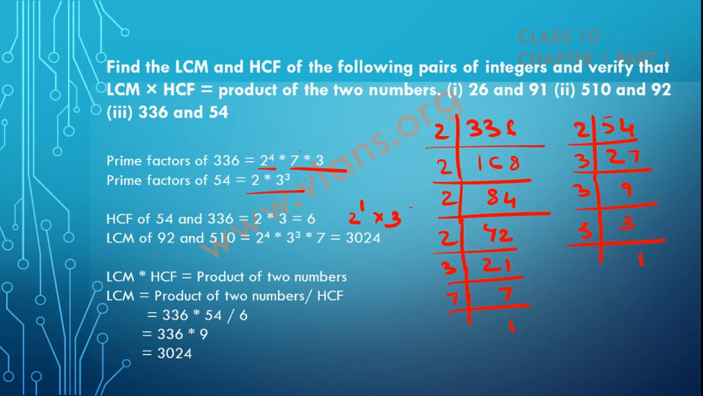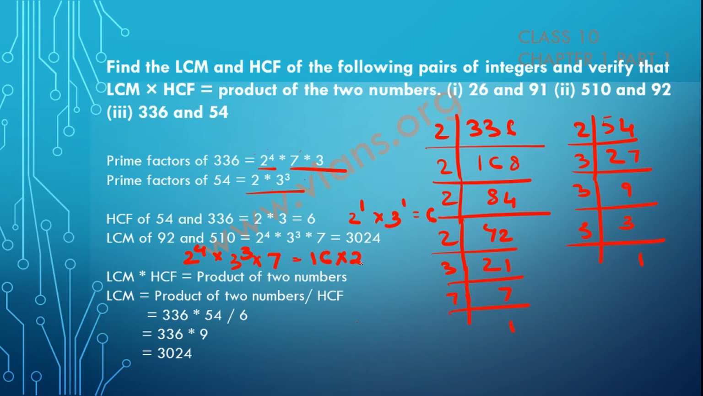The lowest factor of 2 is 1, the lowest factor of 3 is 1, so that's 6. And LCM is going to be the product of all the prime factors between these two numbers, that's 2 into 3 into 7, raised to the highest powers possible. So with the highest power possible, 3 is raised to 3 amongst these, and 2 is raised to 4.